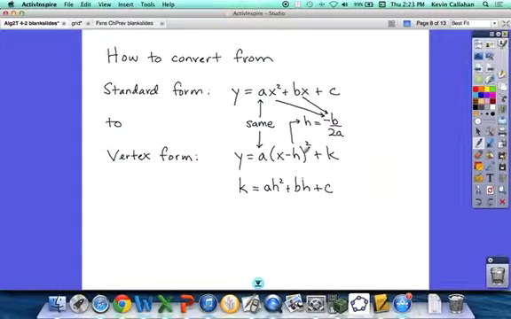Here I showed that the h is being calculated there, negative b over 2a. The k is being calculated by putting h in the place of x here and here: a(h squared) plus bh plus c.